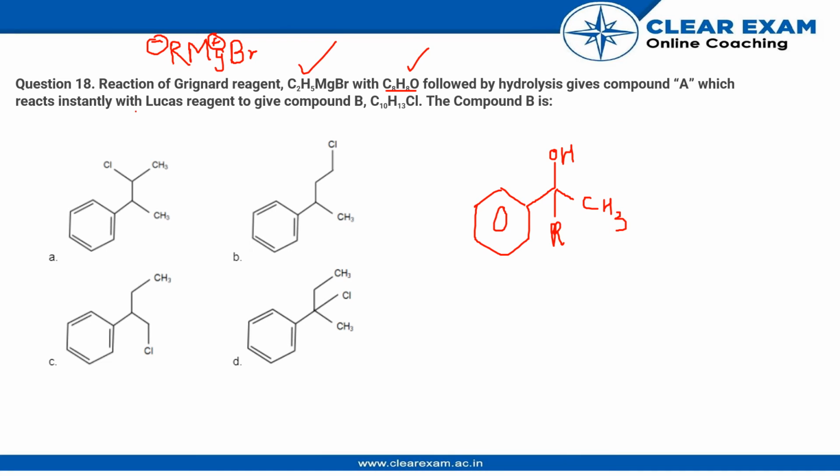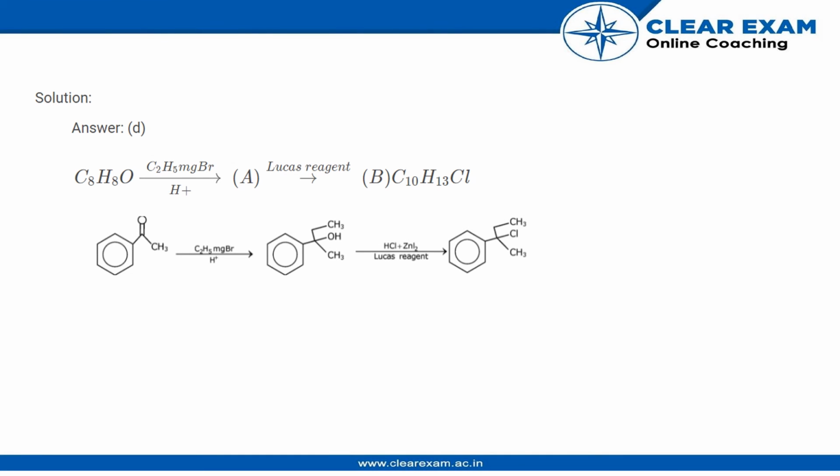And if we look at Lucas reagent, it is HCl plus ZnI2. If you can see over here, this is Lucas reagent. So when we get this product over here, we react it with Lucas reagent. Lucas reagent has HCl as the reagent in that case, and ZnI2 as a catalyst.